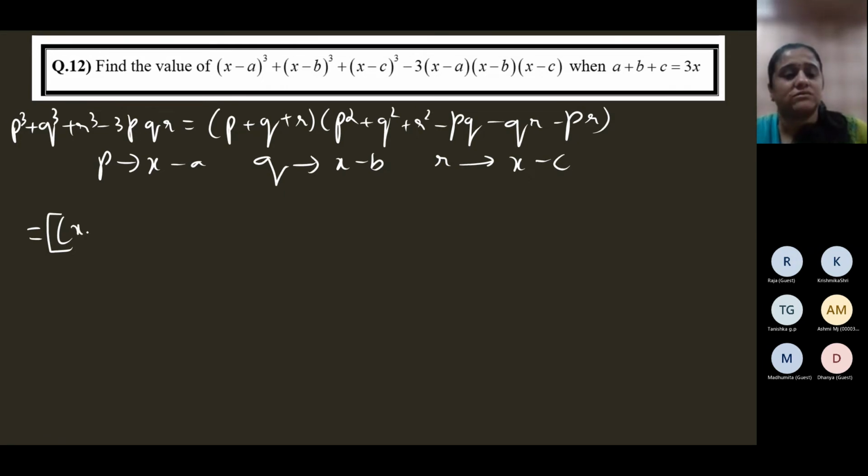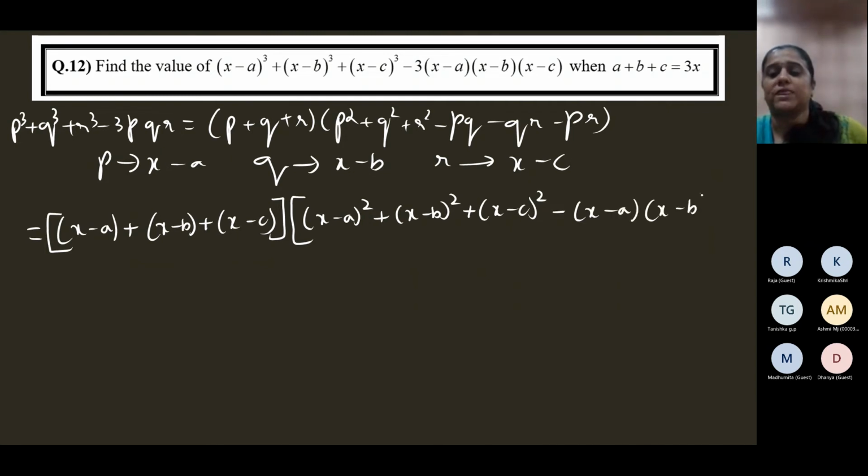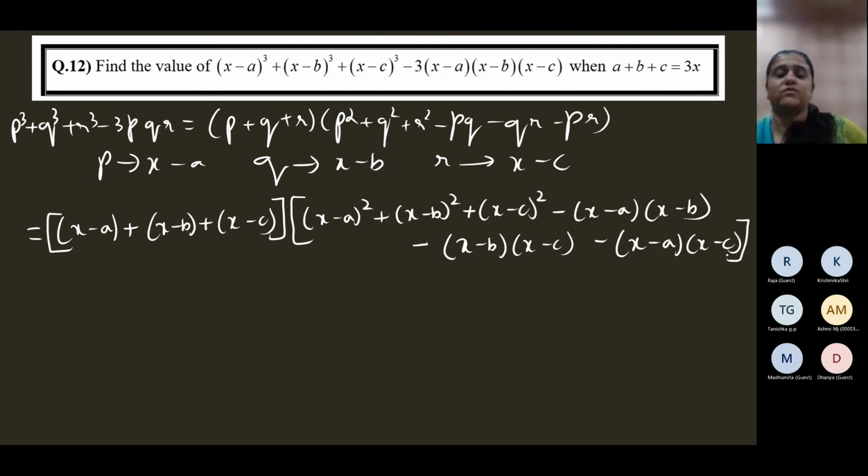What is P? This one. Plus Q, this one. Plus R, this one. P plus Q plus R into P square plus Q square plus R square minus PQ, this is P and this is Q, minus QR, so this is Q, this is R, minus PR, this is P and this is R. Close the bracket. We've used the identity.